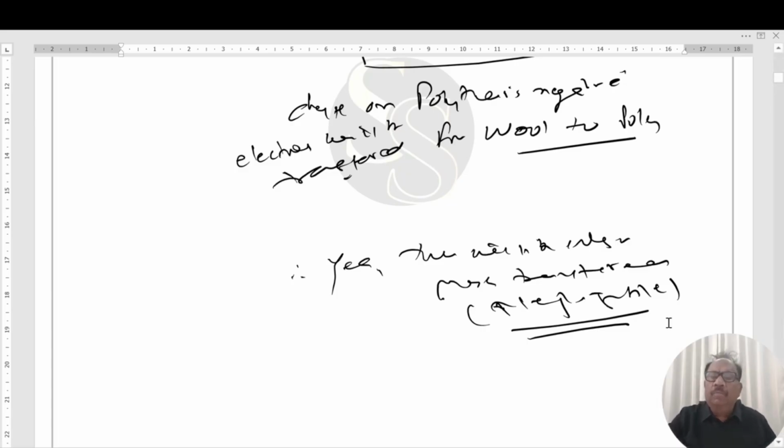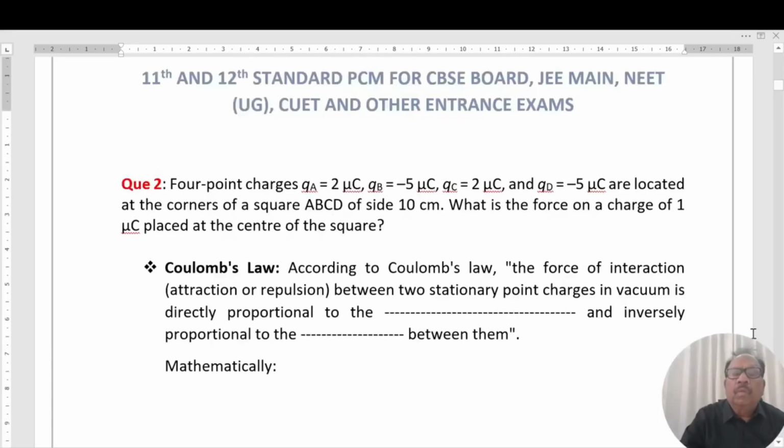Now next, Coulomb's law. Now the topic will be Coulomb's law. Question: point charges QA 2 microcoulomb, QB minus 5 microcoulomb, QC and QD minus 5 are located at the corners of the square ABCD of side 10 centimeter. What is the force on a charge of 1 microcoulomb placed at the center of the square?